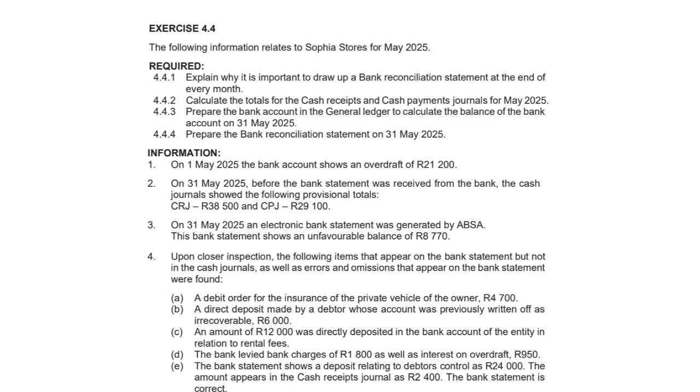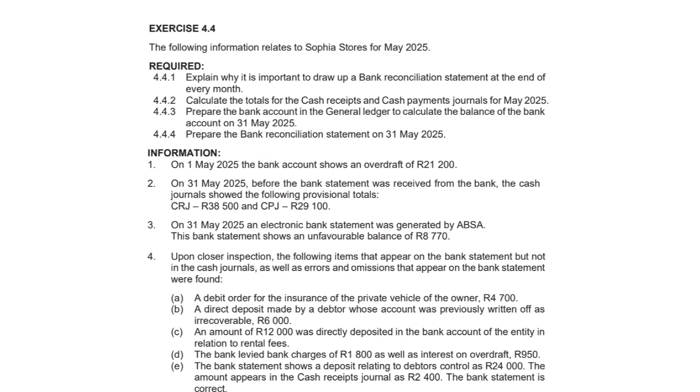Information. Number 1, on the 1st of May 2025, the bank account shows an overdraft of 21,200 Rand. Number 2, on 31 May 2025, before the bank statement was received from the bank, the cash journal showed the following provisional totals. CRJ 38,500 Rand and CPJ 29,100 Rand. Number 3, on 31 May 2025, an electronic bank statement was generated by ABSA. This bank statement shows an unfavorable balance of 8,770 Rand.